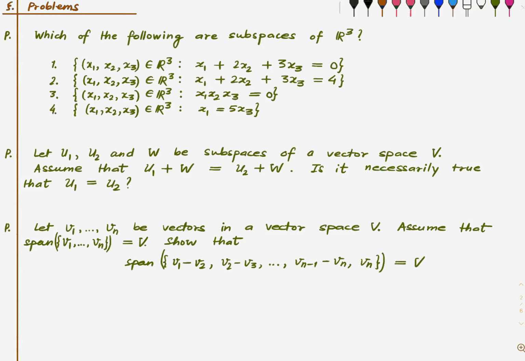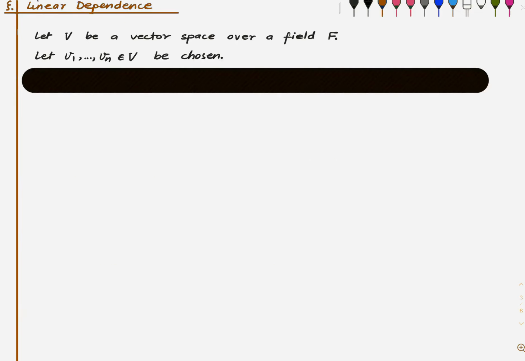Here are some problems for practice. And now let's get started. So fix a vector space V over a field F, and suppose we have some n vectors chosen.